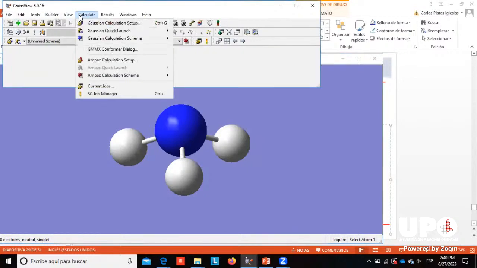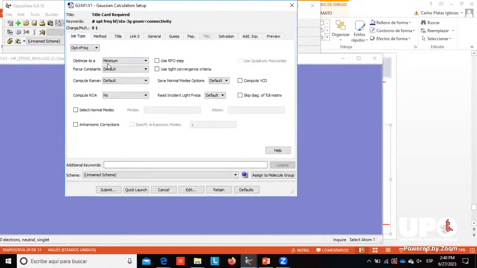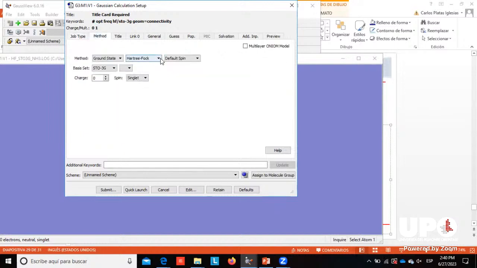So again, we can repeat the process. Gaussian calculation setup, and then the job type should still be optimization plus frequency. Run state, here we select DFT, and the default functional is B3LYP already. And then as a basis set, we will select this 6-311G basis set, which is already quite a good basis set.